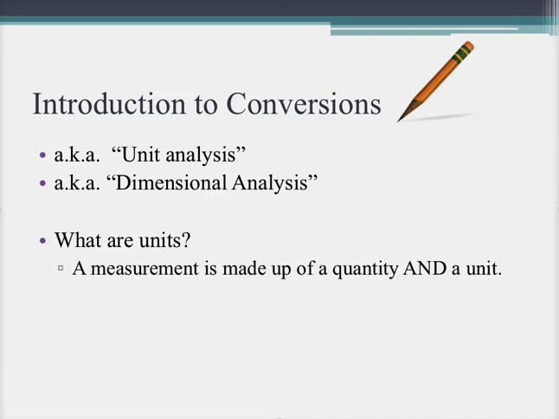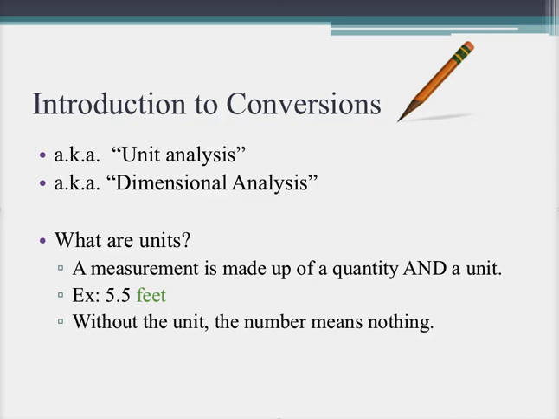So first of all, what is a unit? Any measurement is made up of both a quantity, a number, and a unit. Without the unit, a measurement is nothing. So for example, 5.5 feet. Without that feet, it could be anything. And when I always say 5.5, what do you mean? 5.5 elephants, 5.5 degrees. Without the unit, the number means absolutely nothing. So for the rest of the year, we have to remember, whenever we write down a number, to include its corresponding unit.